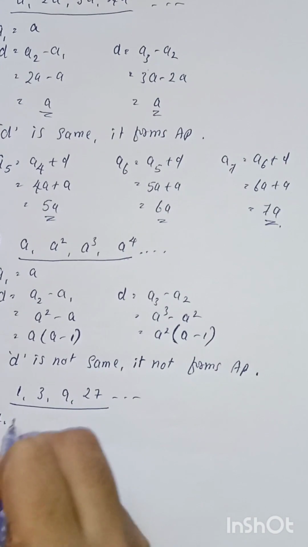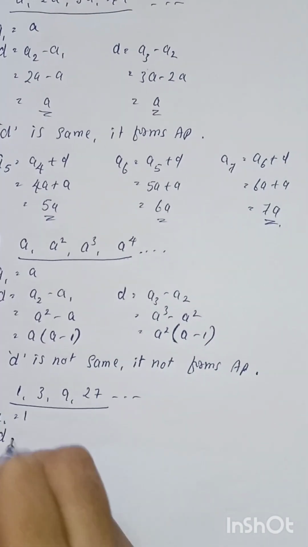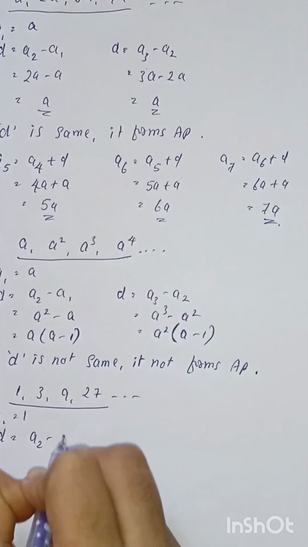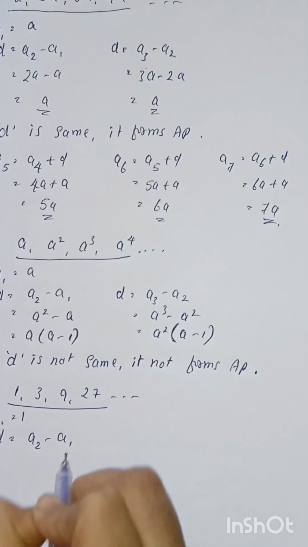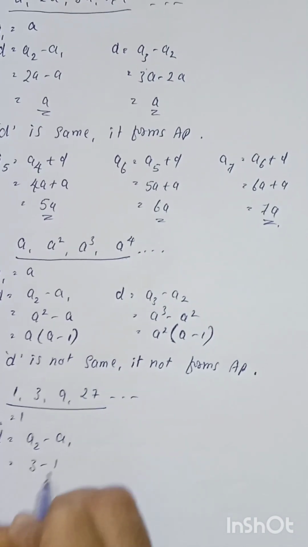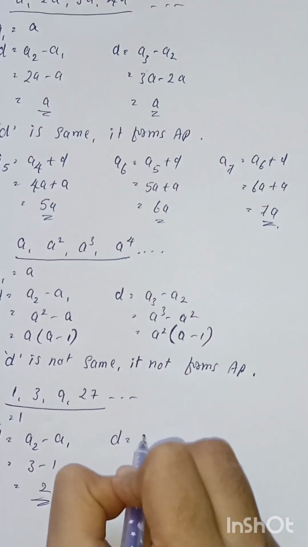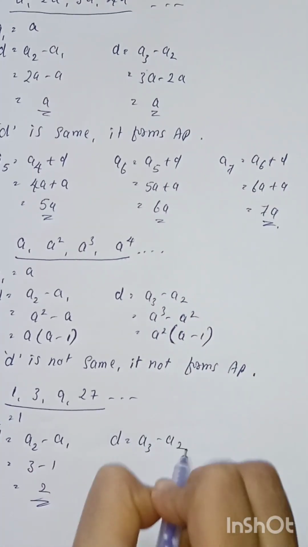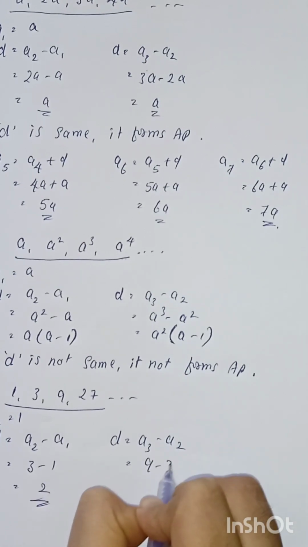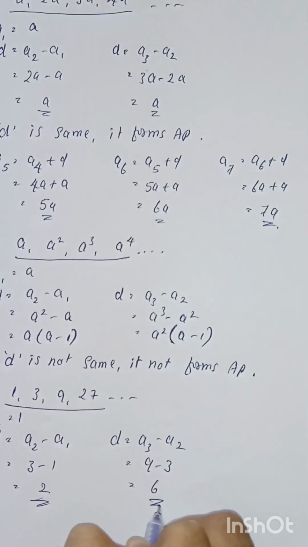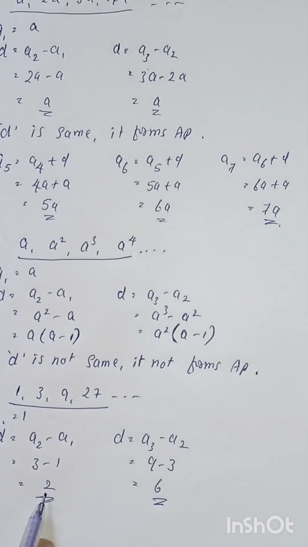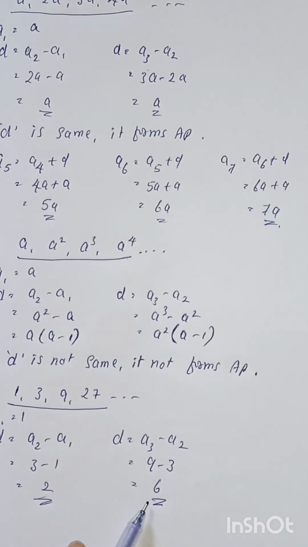Let's do the 11th one, that is 1, 3, 9 and 27. So A1 is 1, D equals A2 minus A1. What is A2? 3 minus 1, that is 2. In the same way here, A3 minus A2. A3 is 9 minus 3, here it is 6. Now we can observe the common difference is 2 and 6. D is not same, it also does not form AP.